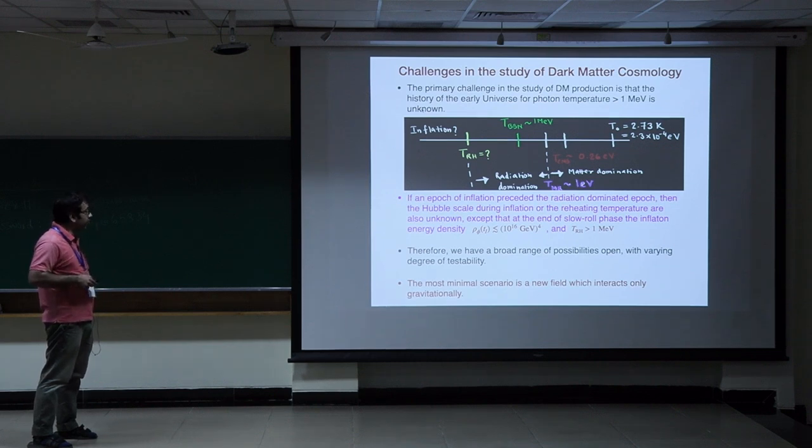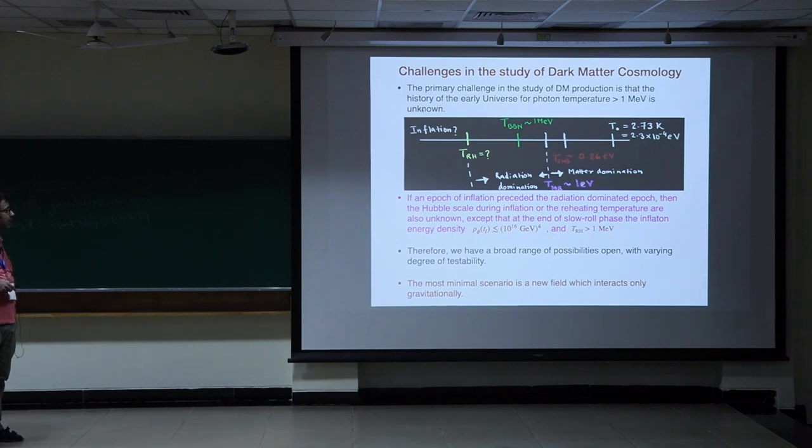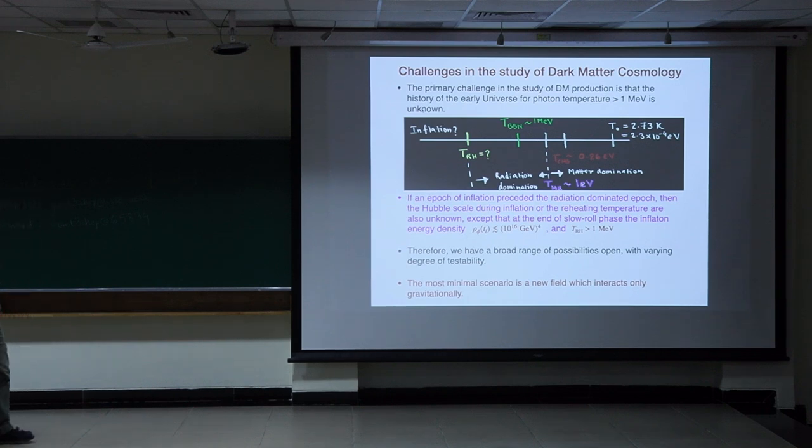The only thing that we know is that at the end of the slow roll phase, the inflaton energy density has to be less than around 10^16 GeV^4. This comes from the non-observation of tensor perturbation so far. And of course, we also know that the reheat temperature has to be larger than a mega electron volt because of reasons I just discussed.